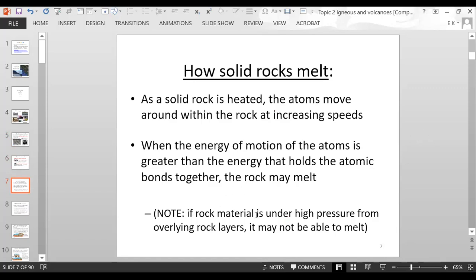However, if a rock is under high pressure from overlying rock layers, it may actually not melt, even though it reaches high enough temperatures to be able to melt. So melting involves temperature, but also the ability for atoms to move around enough to break the bonds. So we'll get into that in a few minutes again.